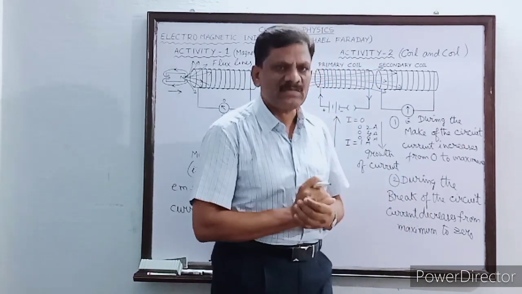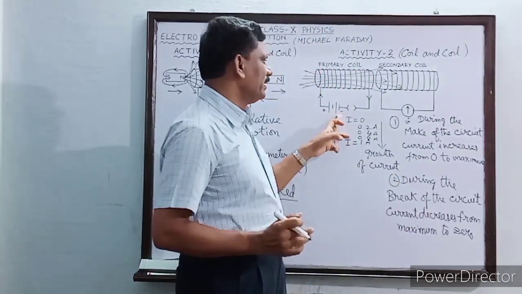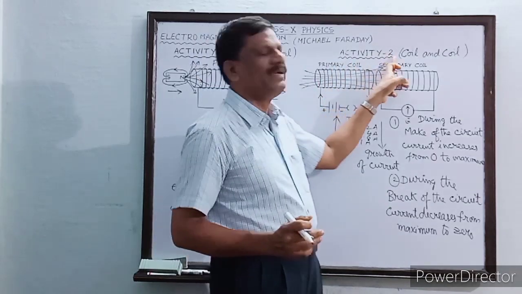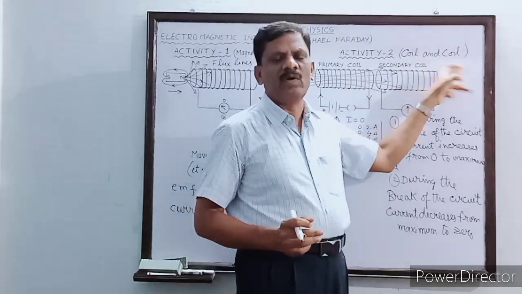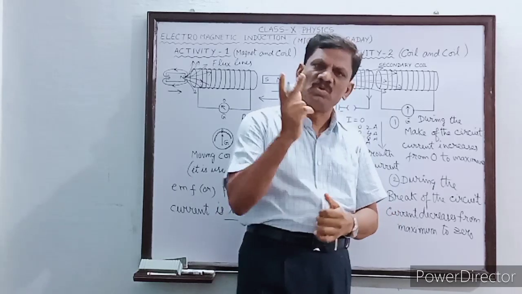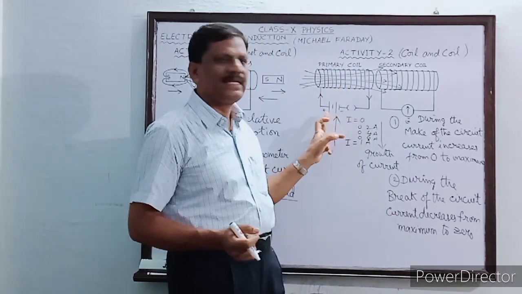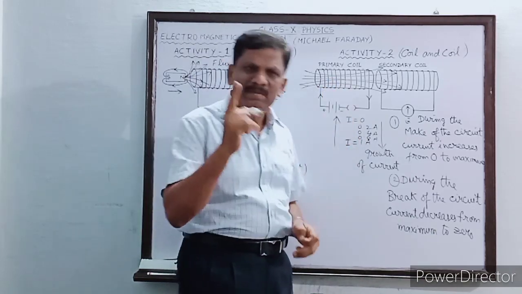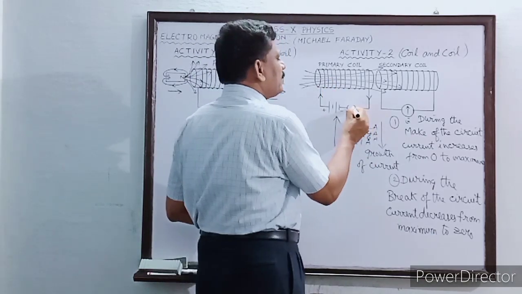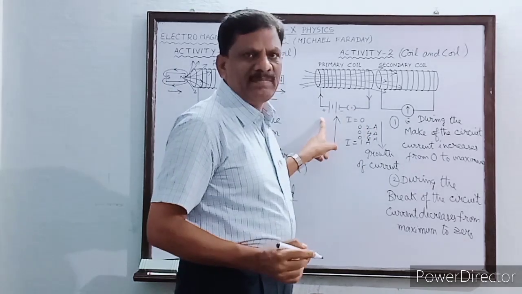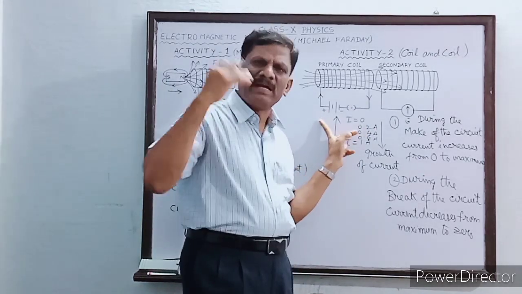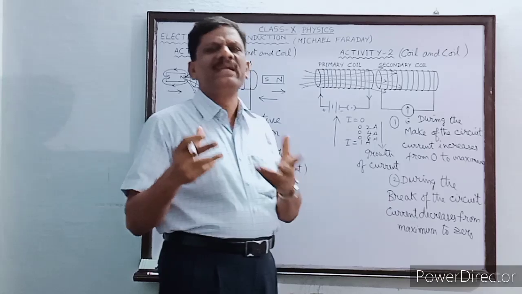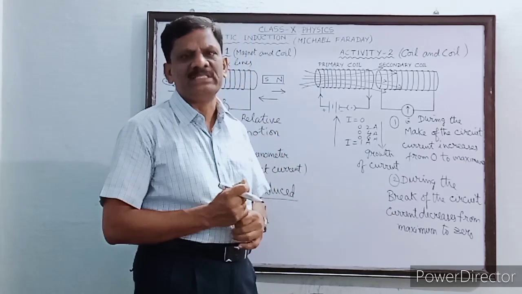Understand? Anyhow, students, now you see that here in the second experiment, that is activity number 2, which is called the coil and coil experiment. How many coils are we using? Two coils. The first coil, which is connected to the battery and key, is called the primary coil. In the primary coil, whenever we close the circuit, the current changes from 0 to maximum, during which the magnetic field in the primary coil is going to change.